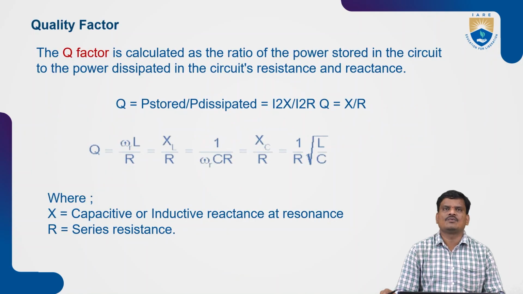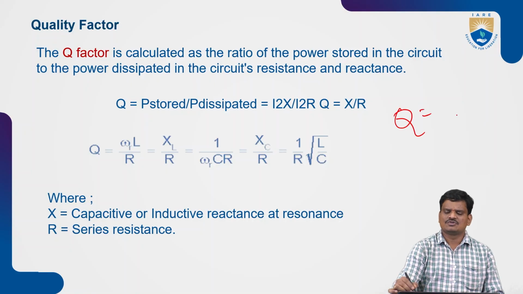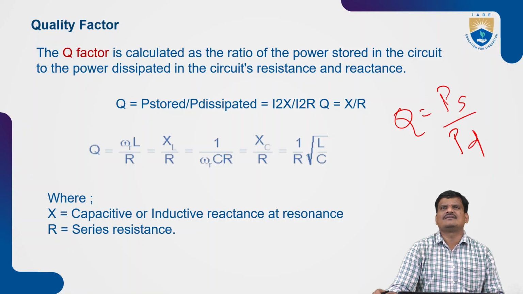Coming to the next thing, quality factor. This is one of the parameters you need to calculate for resonance circuits. Quality factor, in general, can be defined as the energy stored to the energy dissipated, and it is represented by the letter Q. So, power stored by power dissipated. In general, we know that power dissipation can only be done by using an element called what?